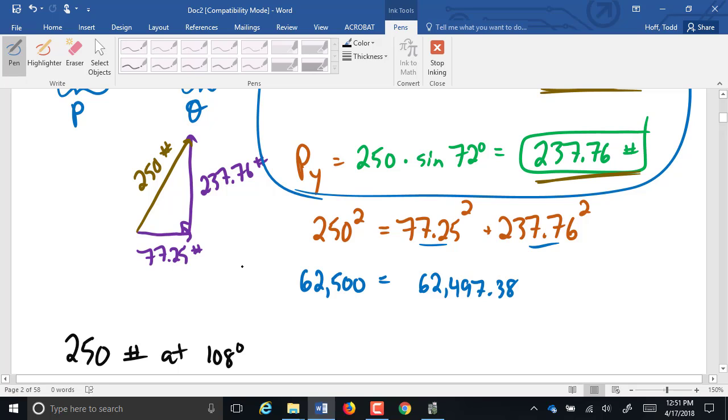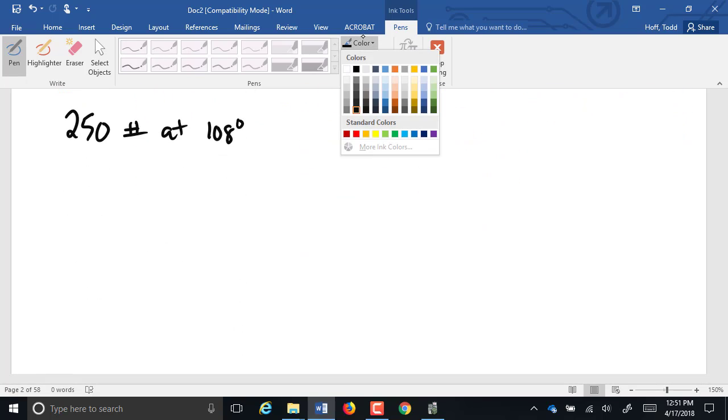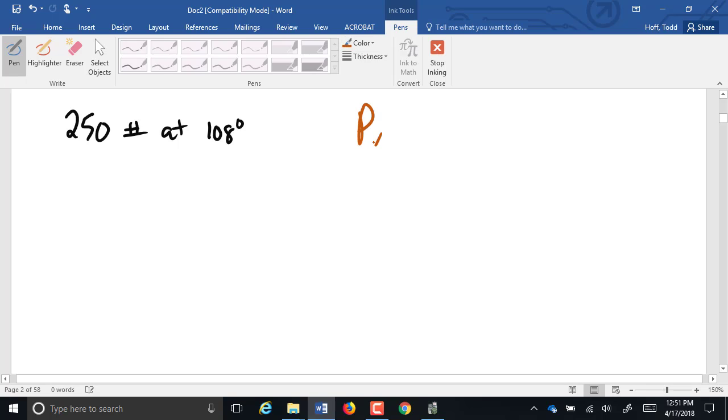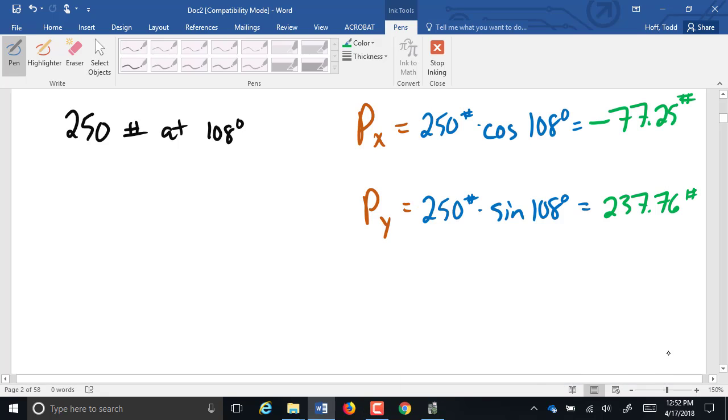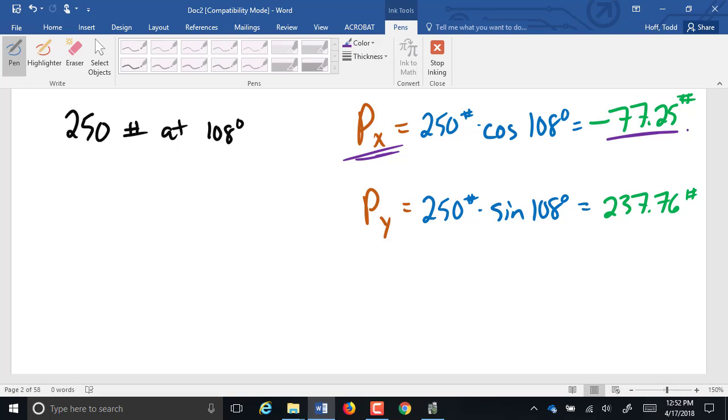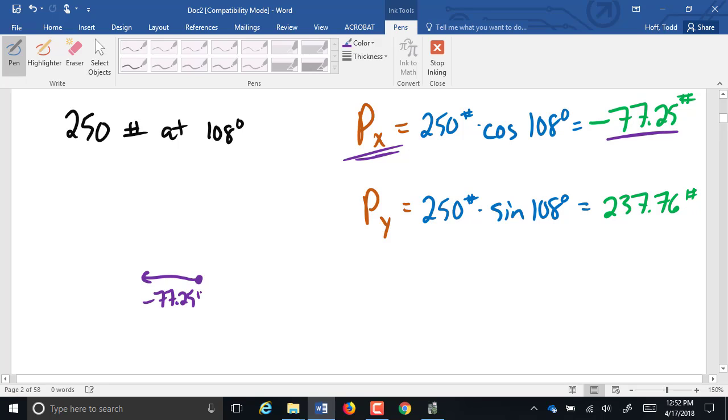Get all that? I want you guys to do, still going to use 250 pounds, but at 108 degrees. Find P sub x and P sub y for me in your notes. So for P sub x, what'd you get? Negative 77.25. For just a second, let's look at what it means to be negative. That just means that from our starting point, it goes to the left. P sub y? 237.76. Right there.